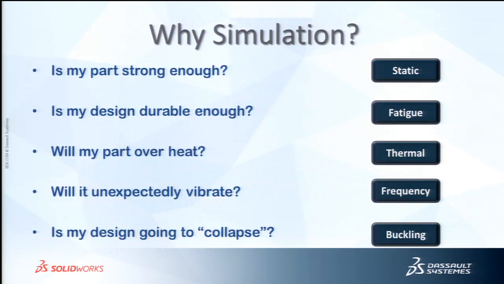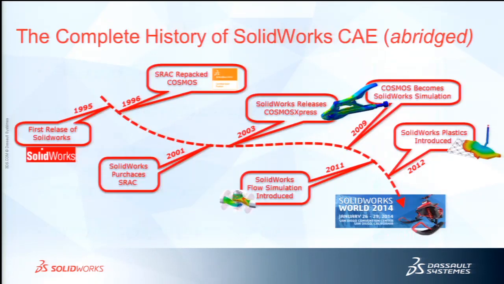So the reason we use simulation is to get answers to questions like, is my part strong enough? Is my design durable enough? Will my part overheat? Is it going to be safe? Will it maybe vibrate and fall apart? Is it going to collapse under things like buckling? So we have all these different study types in SOLIDWORKS Simulation that we can do to help get these answers to these questions so that we can have better designs, get them out to market faster. Also, we can have this confidence level where we know no one's going to get hurt from our designs. They're safe, they're durable, they'll last, so you can sleep well at night.